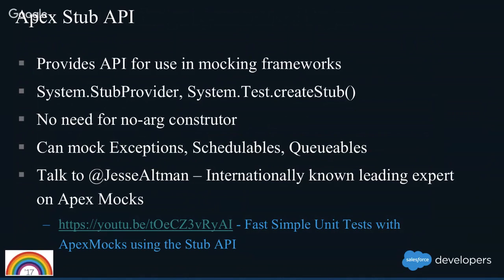So you don't need to provide the no-arg constructor anymore. That's something that's noteworthy. You used to have to provide a no-arg constructor, and then the pattern I think Jesse talked about was that you would put an assert statement in there with test is running test to make sure that it wasn't called when you weren't running a test. Well, now you don't need that no-arg constructor, and you can also mock exceptions and schedulable and queuable as well. So that's pretty cool, mocking the exceptions to do certain things. And I would encourage anyone who wants to know more about it to look at this YouTube link that I have in here.